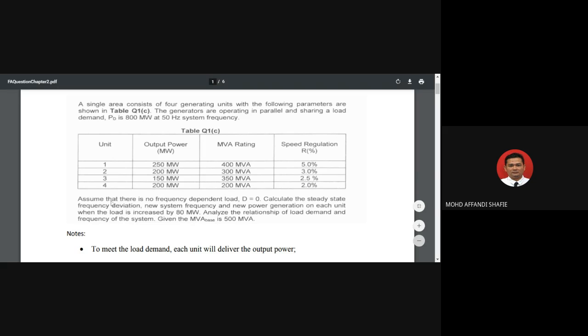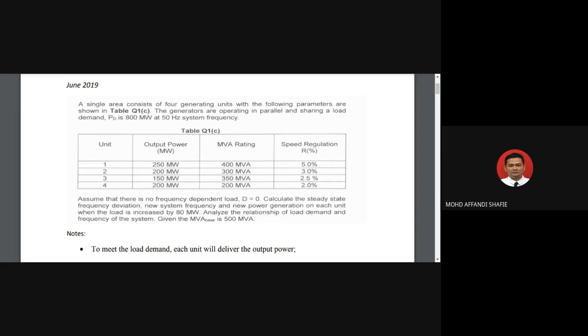So now, if we assume that there is no frequency dependent load, so now D is equal to 0. So if you refer back to the steady state frequency deviation, how to calculate the frequency deviation, delta omega SS is equal to minus delta PL divided by D plus, in bracket, 1 over R1 plus 1 over R2 and so on until 1 over Rn, right? Okay, so calculate the steady state frequency deviation, new system frequency, and the new power generation on each unit when the load is increased by 80 megawatt.